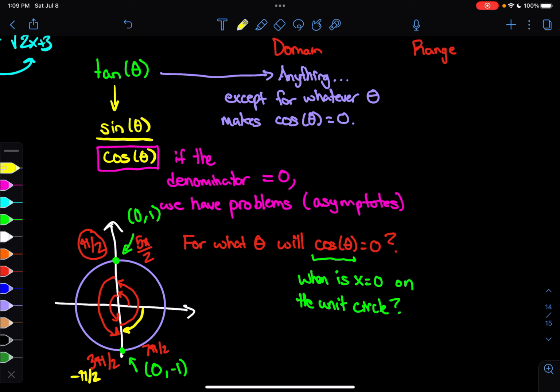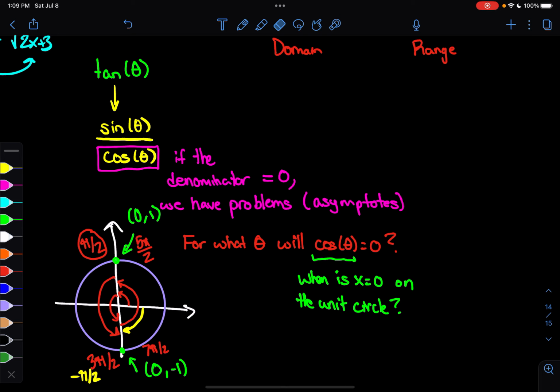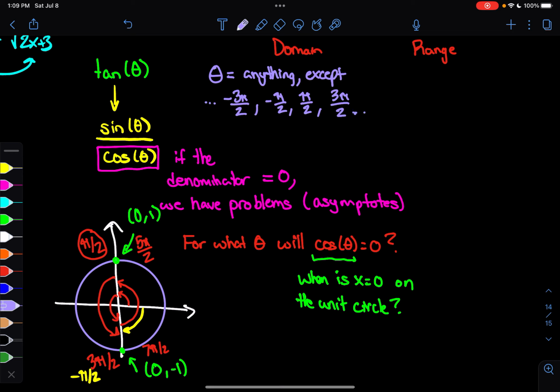So in other words, we're going to adjust our domain now to say that theta could be anything, except maybe I'll make a small list of -3 pi over 2, negative pi over 2, pi over 2, 3 pi over 2, and so on and so forth. It continues on in both directions depending on which way you spin. Theta could be anything except for those values, okay?